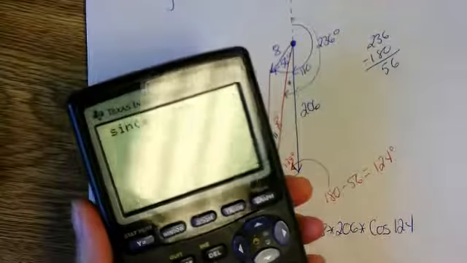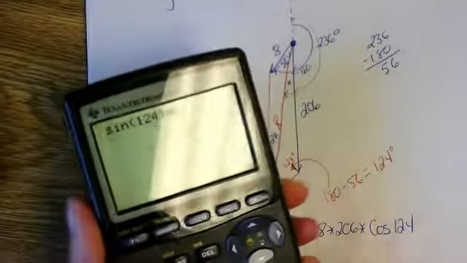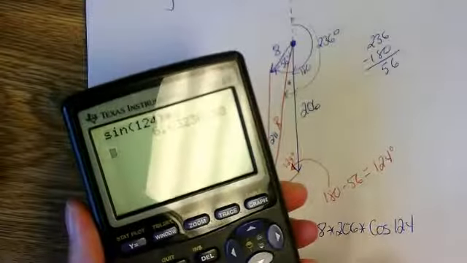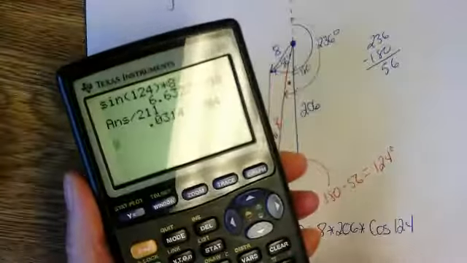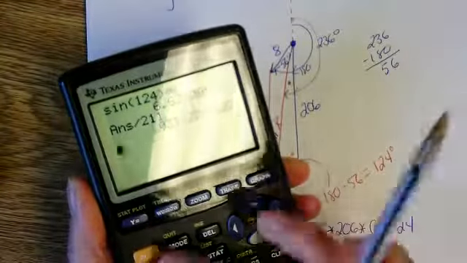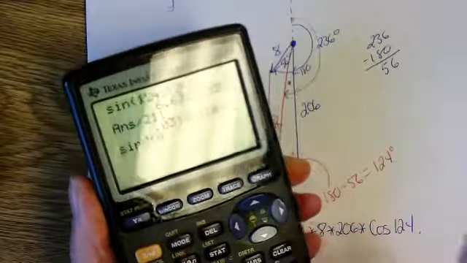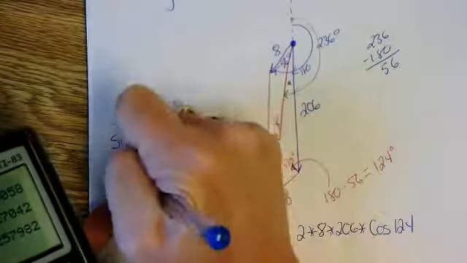So I'll go sine of 124 times 8. And then I'm going to be dividing by that 211. And remember, this is the sine of this, so I've got to inverse sine that. So inverse sine that answer. I get a 1.8 degree angle.